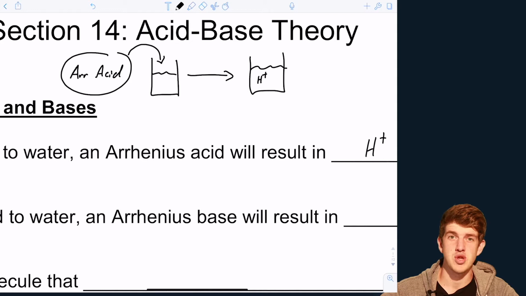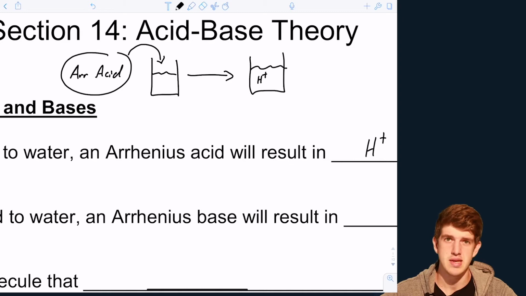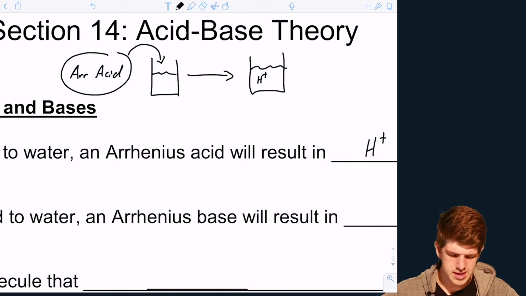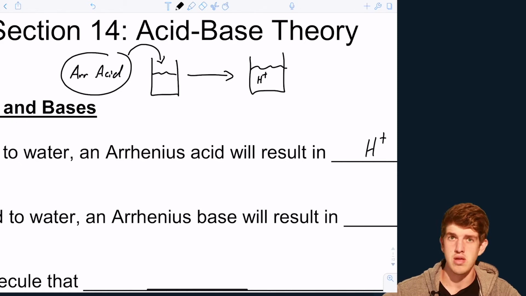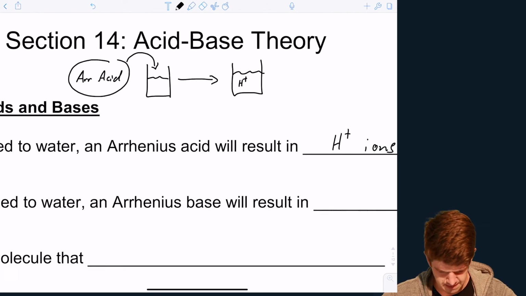And this is definitely one of the main differences between Arrhenius and Bronsted-Lowry and Lewis. Arrhenius acids really look at the macro scale, so I'm not looking at an individual molecule too much as I'm looking at the overall solution. What happens in that solution when I add this Arrhenius acid? The result is an increase in H+ ions in solution.